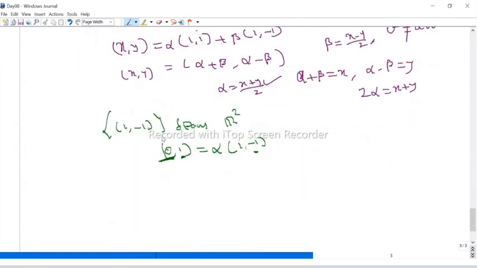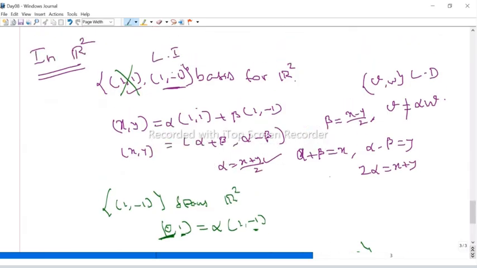But suppose you take 1 comma 1 and 2 comma 2. These are 2 different vectors, but they cannot span the entire space because they are linearly dependent. This vector can be written as a scalar multiple of that vector: 2 times 1 comma 1 is nothing but 2 comma 2. Therefore these 2 vectors cannot span the entire space. Having 2 vectors is not a guarantee by itself, but if it is a basis, it should be minimum.